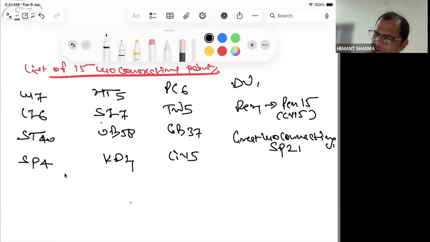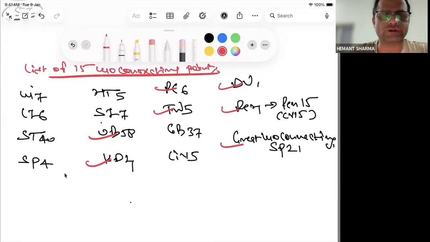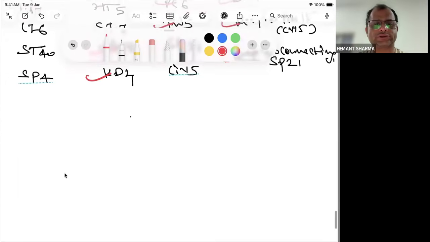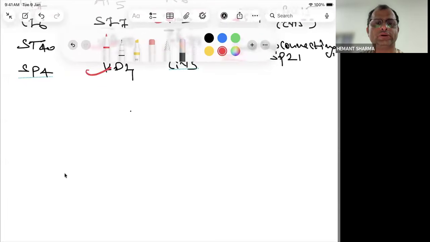Yesterday we discussed many, few are remaining. So today we have to discuss mainly Du, Ren, and the great Leo connecting point. We have to discuss these Leo connecting points. So let's start. Now we are going to discuss all the 15 Leo connecting points quickly.